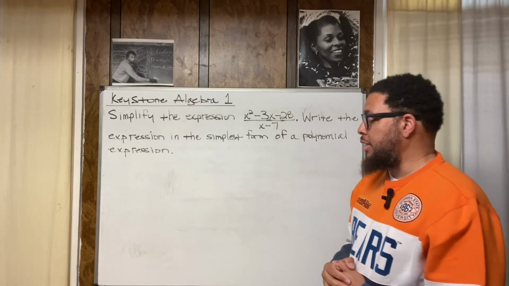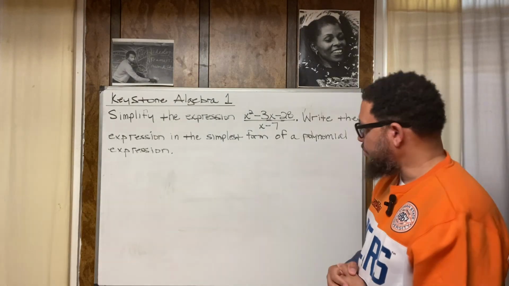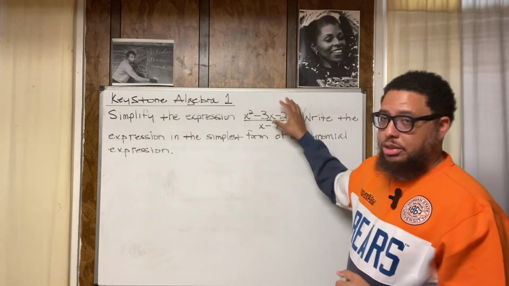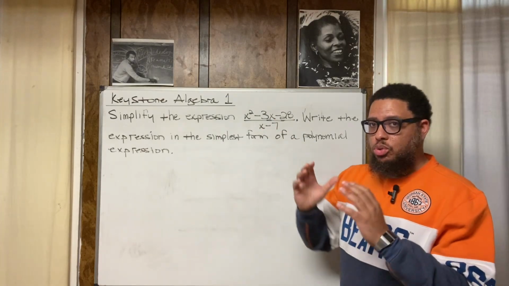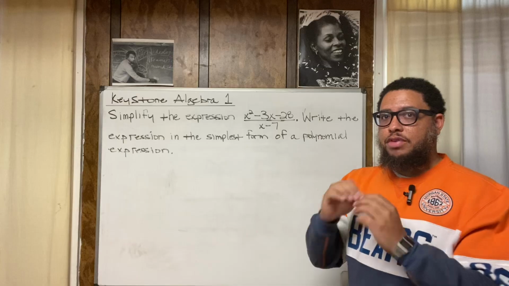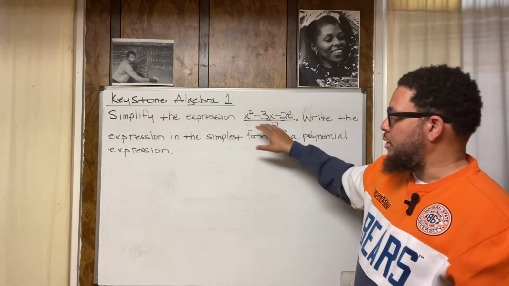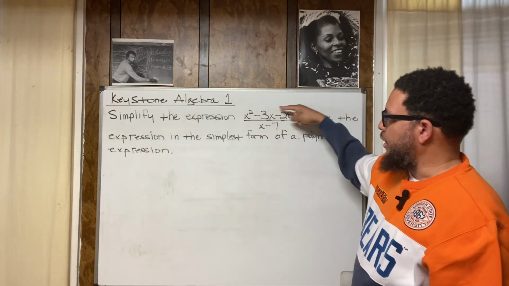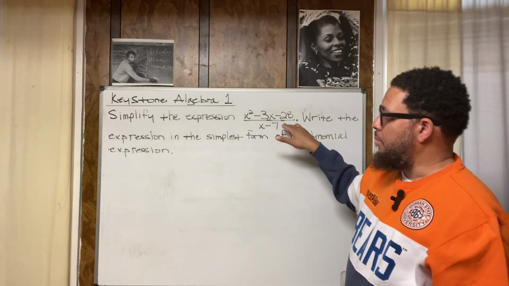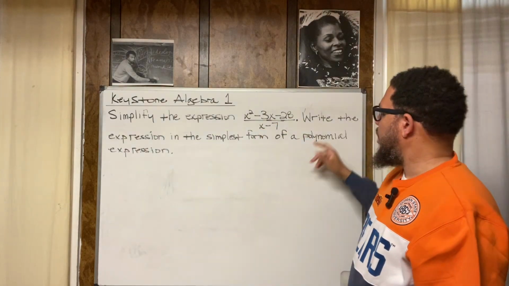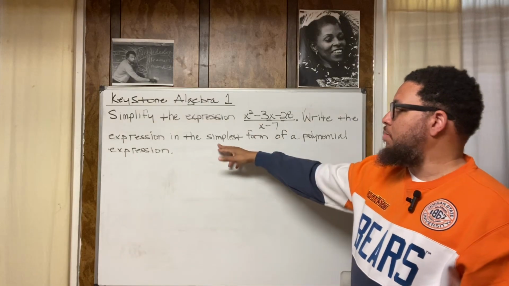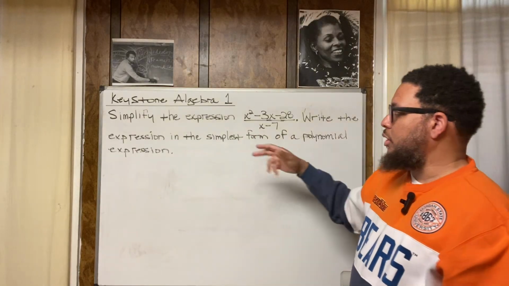Let's take a look. It says to simplify the expression, and this is not an equation. This is an expression. An equation has two expressions on opposite sides of an equal sign. This is just an expression. We have x squared minus 3x minus 28 divided by x minus 7, or you might say over x minus 7. Write the expression in the simplest form of a polynomial expression.